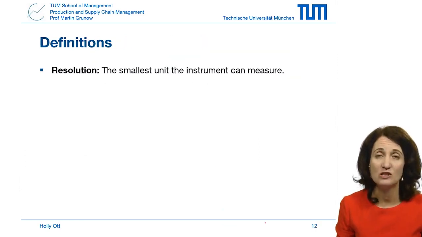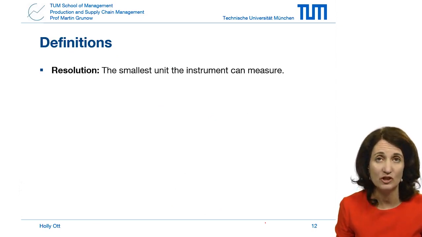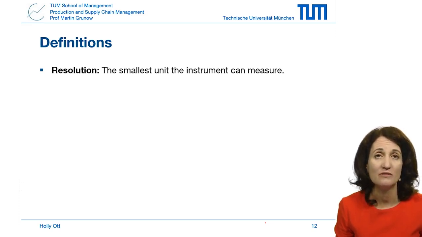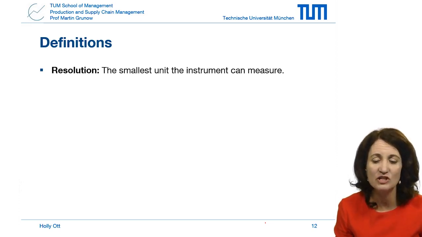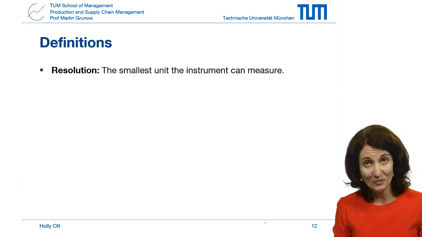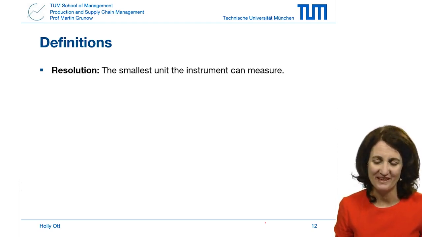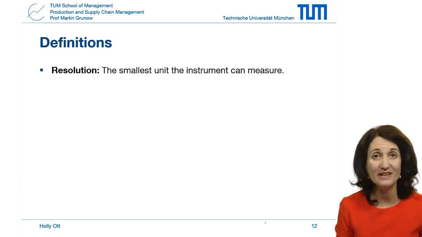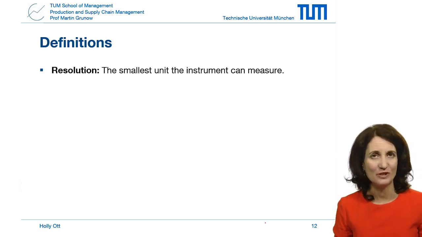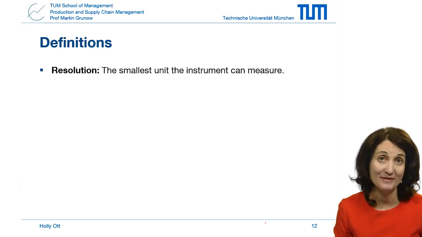Finally, we have resolution. This refers to the smallest division of the unit that the instrument is designed to measure. For example, if the smallest division on a foot rule is 1/16 of an inch, then this is the resolution of the foot rule. If you're working in Germany and using the metric system, for example a meter, then maybe your resolution might be a millimeter.